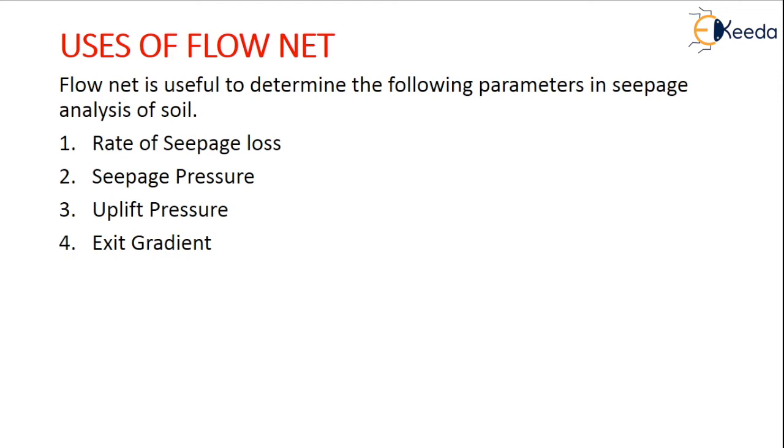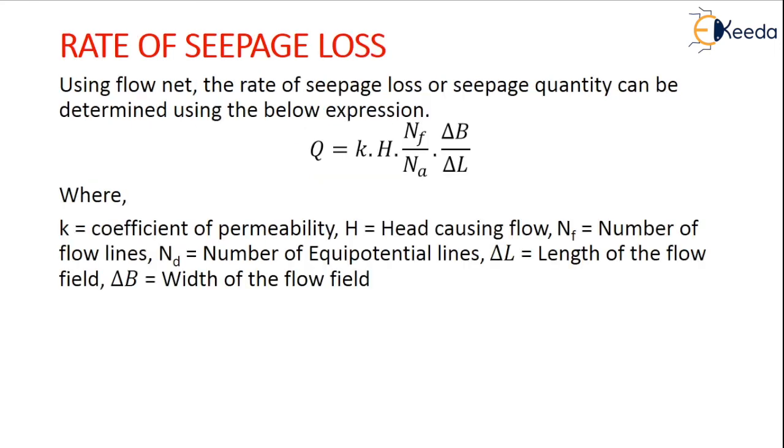What are the uses of flow net? These are useful to determine the following parameters in the seepage analysis of soil: rate of seepage loss, seepage pressure, uplift pressure and exit gradient. Coming to the rate of seepage loss, using flow net, the rate of seepage loss or the seepage quantity can be determined using the following expression, that is Q = K H NF/ND × ΔB/ΔL.